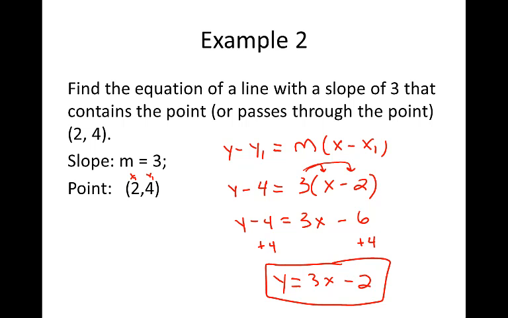And we can kind of check this, right? We look back at the original problem. Does this work out? Slope of 3, we've got a slope of 3. And let's plug in our point. So our point has an x coordinate of 2, y is 4. So we can say, does 4 equal 3 times 2 minus 2? 6 minus 2, yep, is 4. So we're pretty confident we got it right.